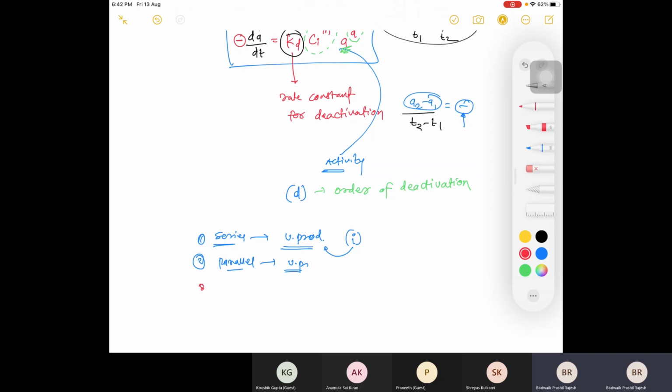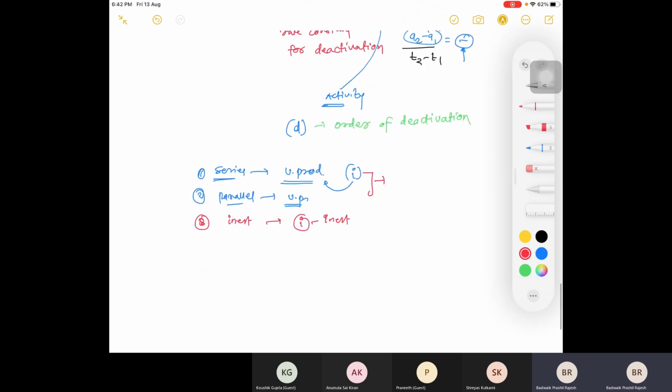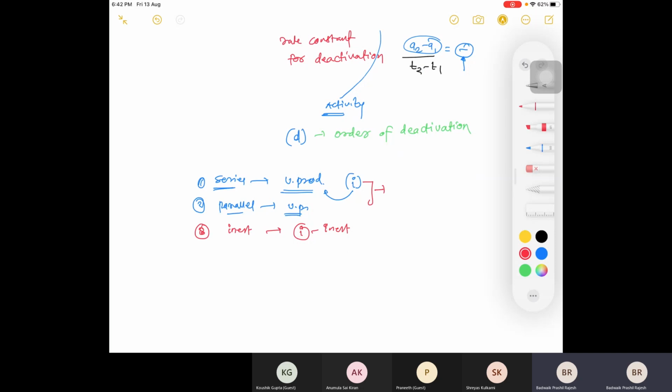In case of side by side, what was that factor? There was inert, so there will be C. I means inert. Here I means unreacted or unwanted product. Okay. Suppose based on this, I'm asking you one question. If there is independent deactivation, what is my CI?